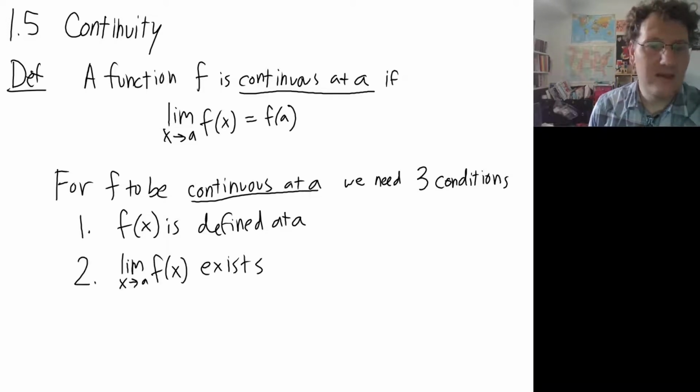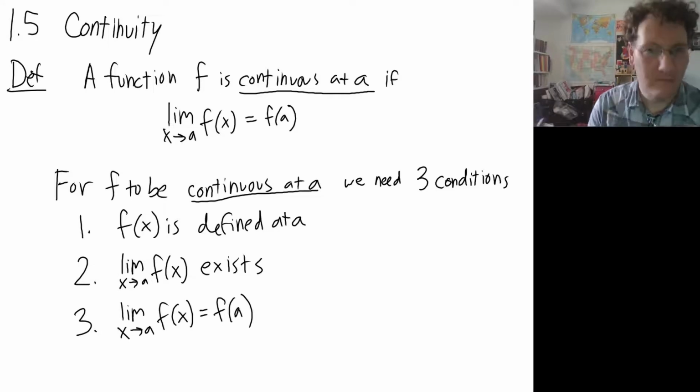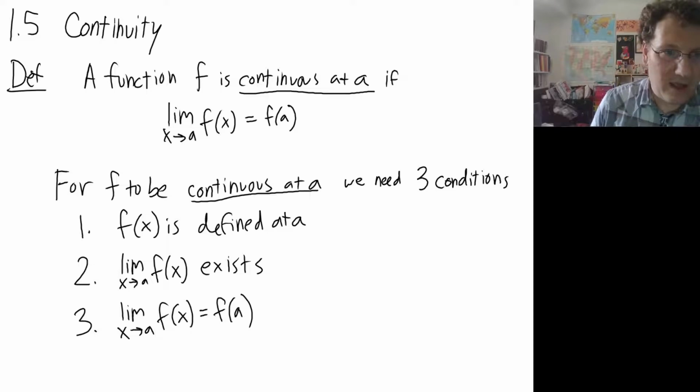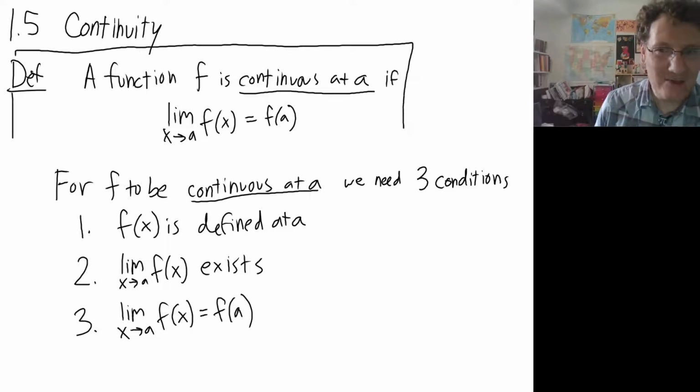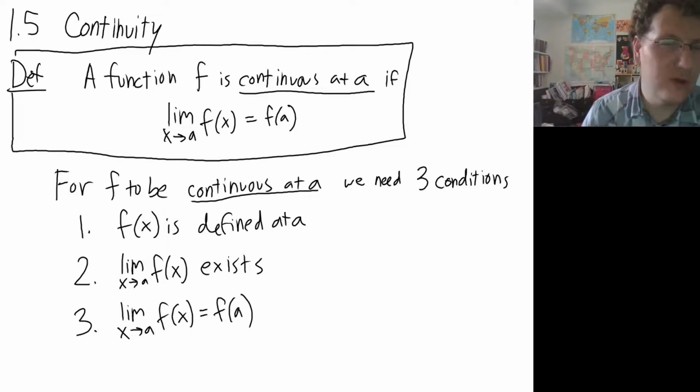Second, the limit as x approaches a of f of x has to exist. So the limit has to exist. And thirdly, the limit has to be equal to f of a. So that's really it. It boils down to that, but it can be simplified by just remembering this definition. This definition entails those three conditions, but it might be more intuitive to just think about the definition.